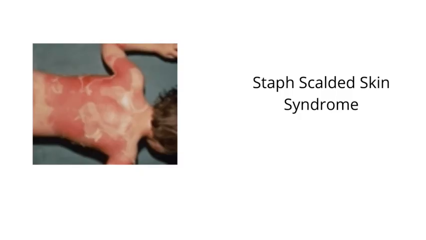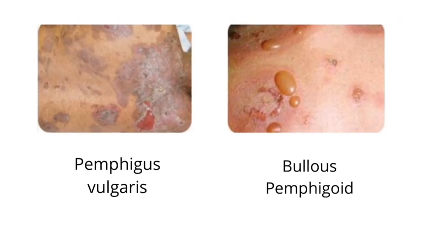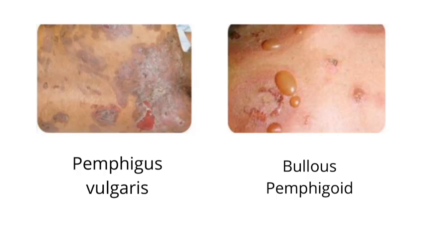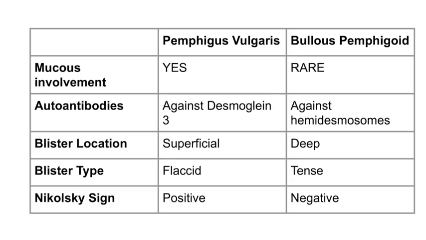Pemphigus vulgaris is characterized by flaccid bullae and the mucosa is involved. However, for bullous pemphigoid, the bullae are tense and the mucosa is not involved. So pemphigus vulgaris and bullous pemphigoid are so high yield because they have overlapping features and they can be easily confused. That's why I have this table here to basically compare the main points that examiners love to test.